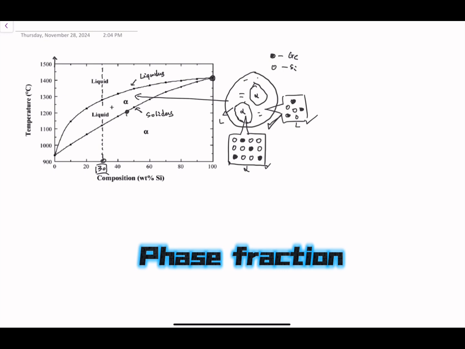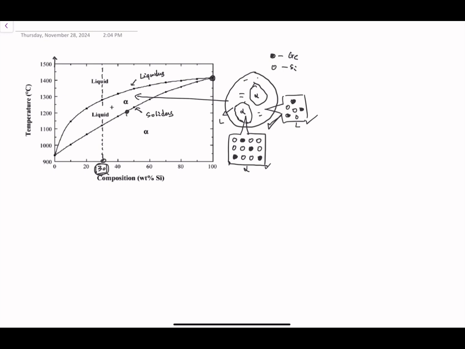If we still look at this example where we have this 30 weight percent silicon and germanium alloy, and we choose a temperature, for example, 1200 degrees Celsius, we know that the alloy is in a two-phase coexistence state. If we look at the microstructure of what the system looks like, we're going to see that the system is composed of the alpha solid phase mixed together with the liquid phase. So that is what we mean by the two-phase coexistence.